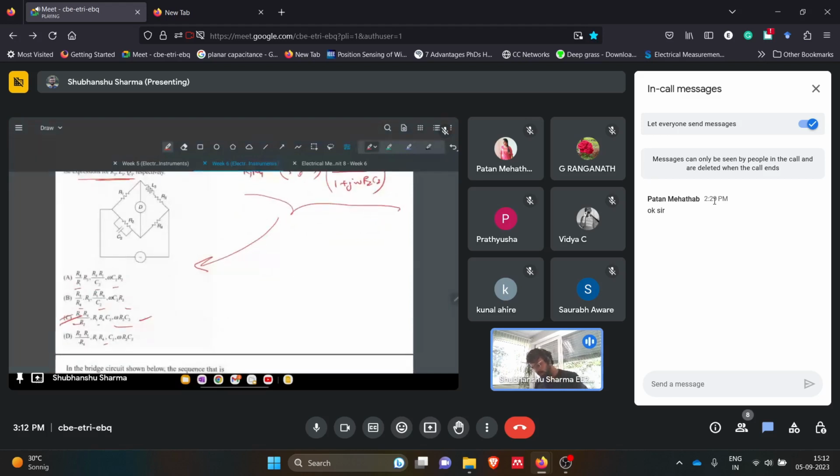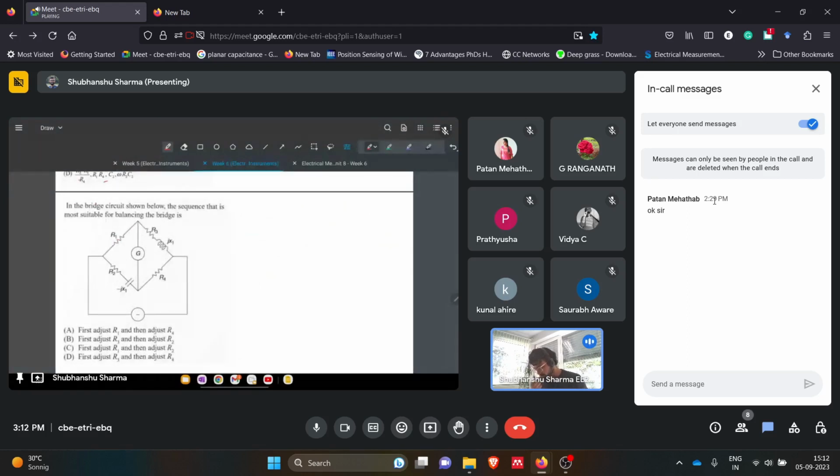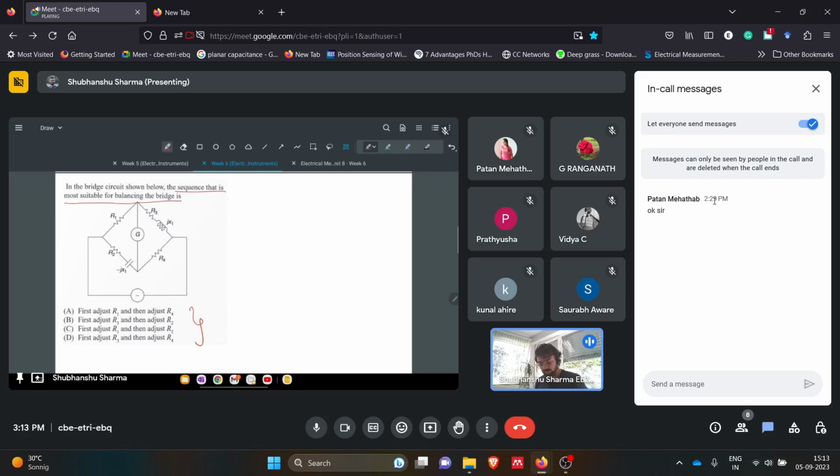So this was fine, but I wanted to make you solve this question. This is interesting. The question is saying, in the bridge circuit shown below, which sequence is most suitable for balancing the bridge? This is a different question based on AC bridges. In order to find the balance condition for this bridge, in these four options, will you be adjusting R1 first and then R4, or R3 and then R2, or R1 and R2, or R3 and then R4?